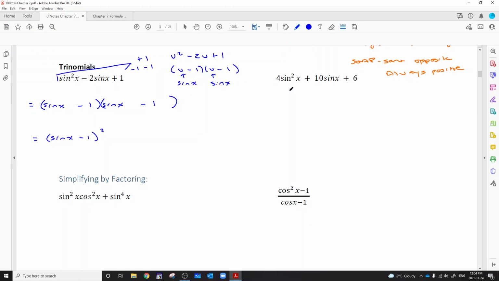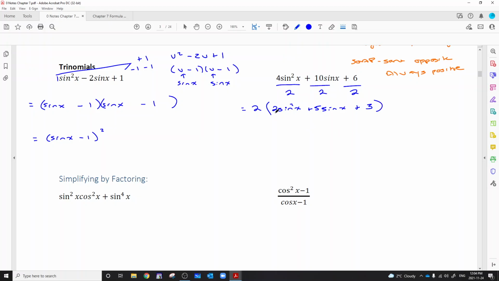All right, last one. This one, I hope you never ever forget to greatest common factor first. So out of these three terms, I'm going to pull out a 2. So I'm going to greatest common factor out that 2, which means I'm going to write it out front. I'd be left with 2 sine squared x plus 5 sine x plus 3.